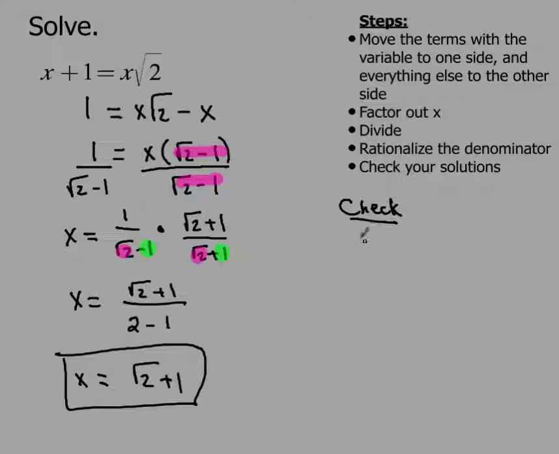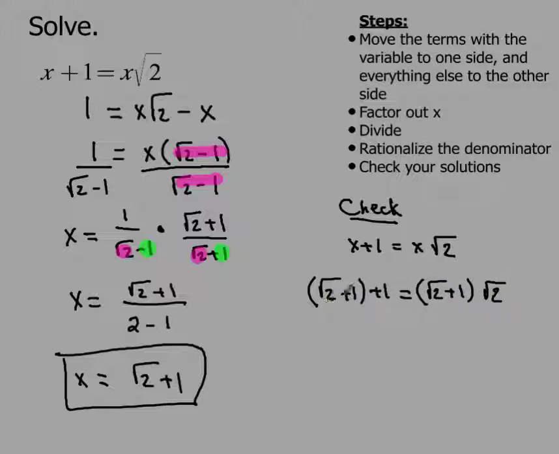Second step, I'm going to write the original problem. So I have x plus 1 equals x times square root of 2. Third step, plug in a value that we got for x. So in this case, we got square root of 2 plus 1 for x, and then plus 1. And that's going to equal square root of 2 plus 1, all of that multiplied by square root of 2.